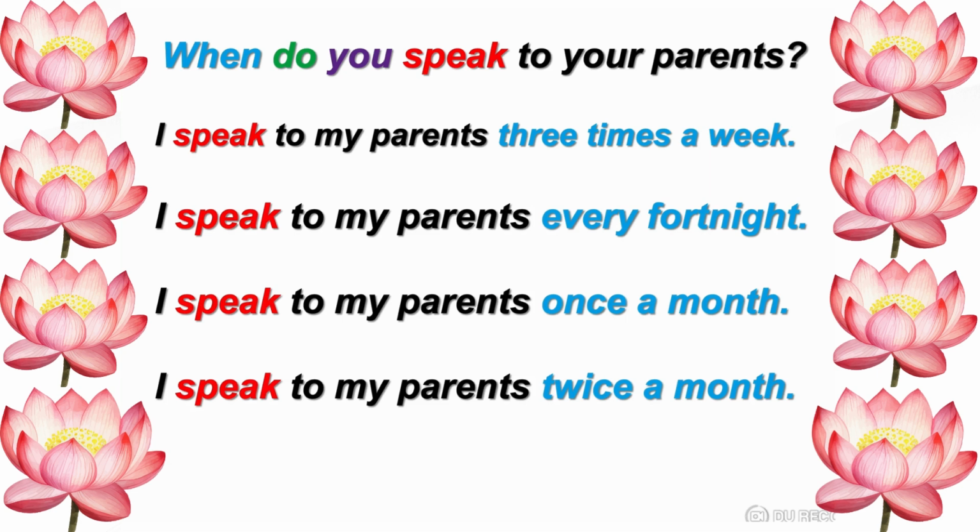I speak to my parents once a month. So look at once a month. I speak to my parents twice a month. Once a month means 1 time a month, and twice a month means 2 times a month. Let's continue with the same question.